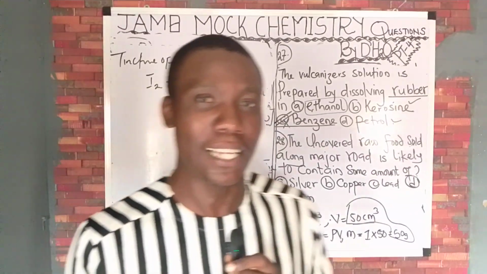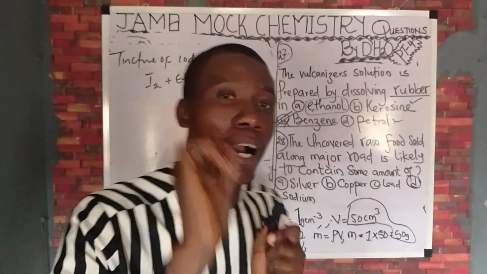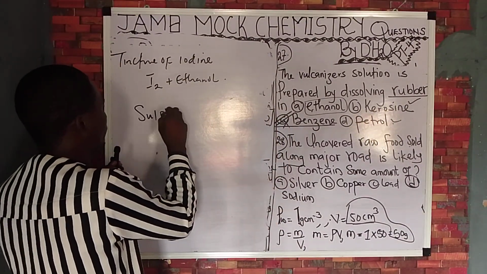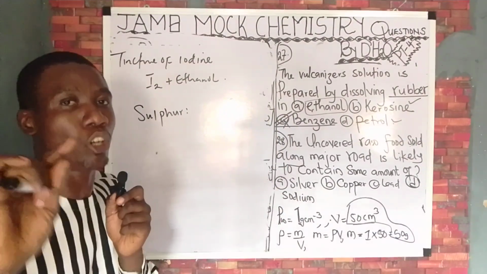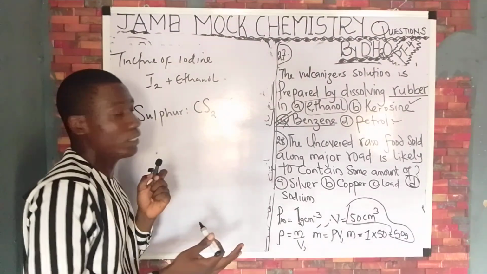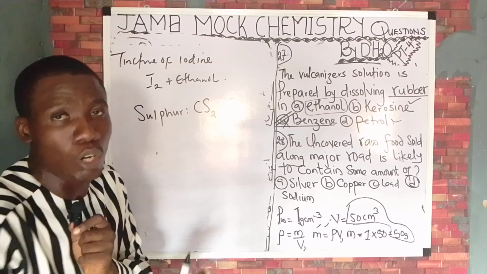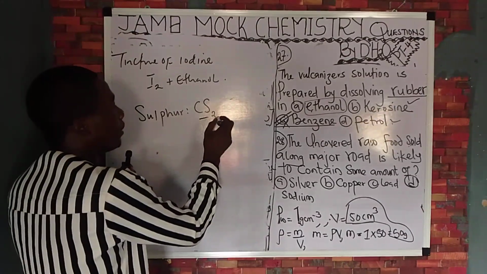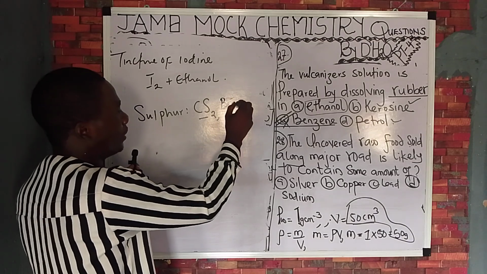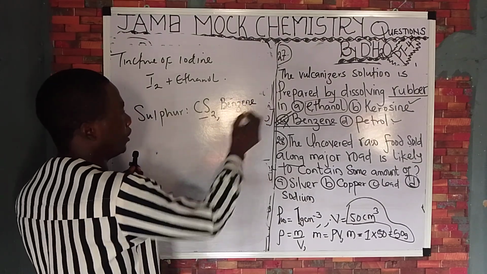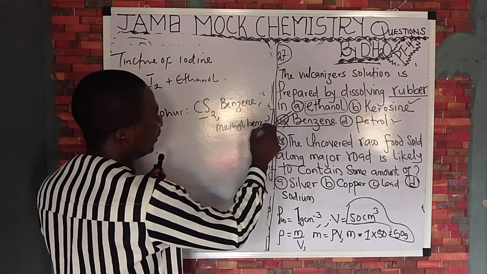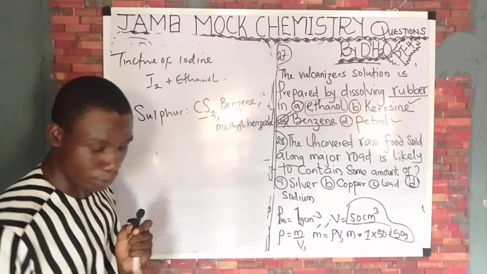Remember I told you in our last lesson that the only inorganic compound that can dissolve sulfur is carbon disulfide. Otherwise, sulfur is insoluble in all inorganic compounds apart from this. Now, the other organic compound that can also dissolve sulfur is your benzene. Is it only benzene? No, we still have methyl benzene, also called toluene. Okay, thank you very much.